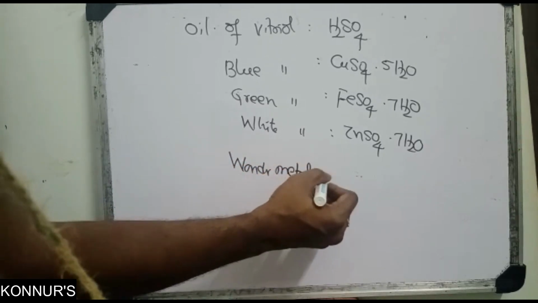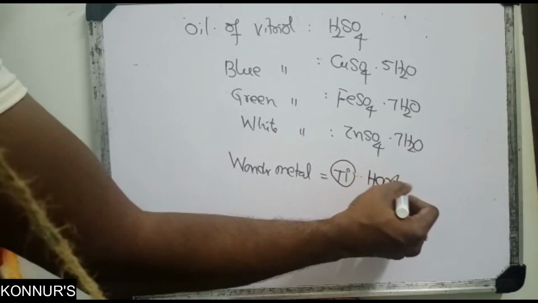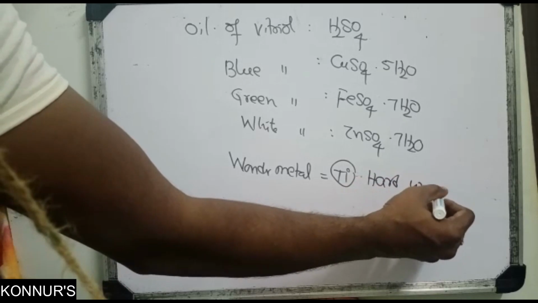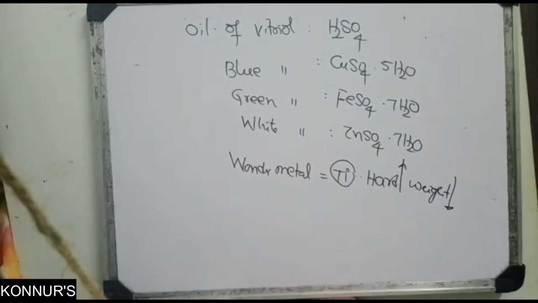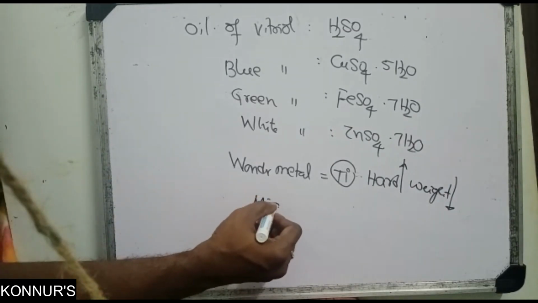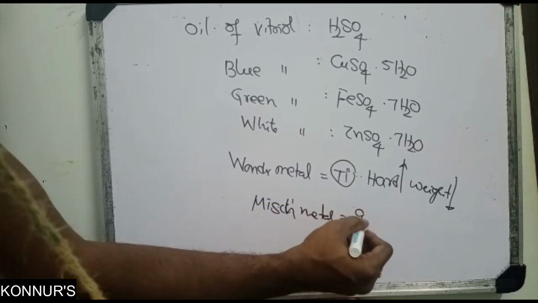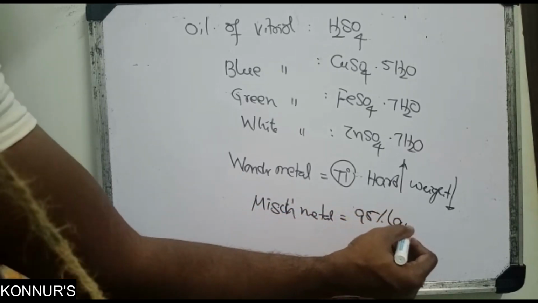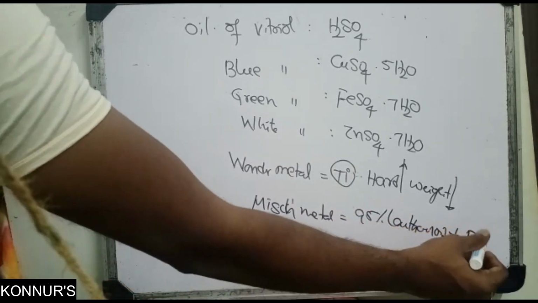Next, wonder metal is titanium. Wonder metal is titanium. So highly hard, lightweight. So weight is low, hardness is more. So that is wonder. Next, mish metal. This is also famous in entrance. So mish metal means 95% lanthanides plus iron 5%.